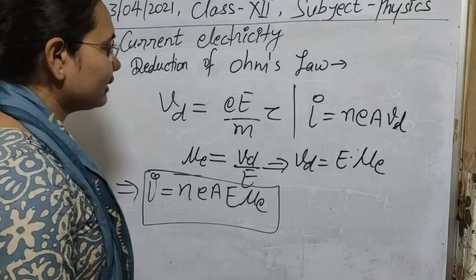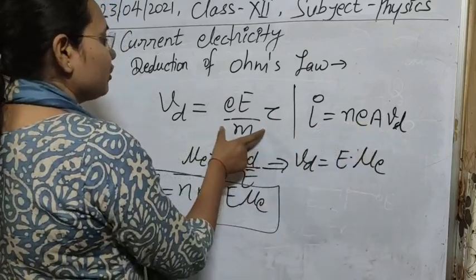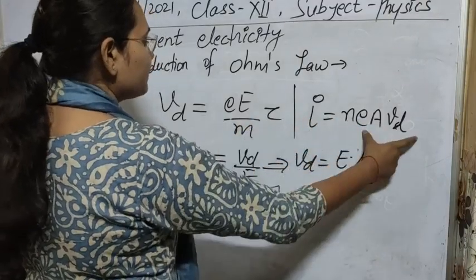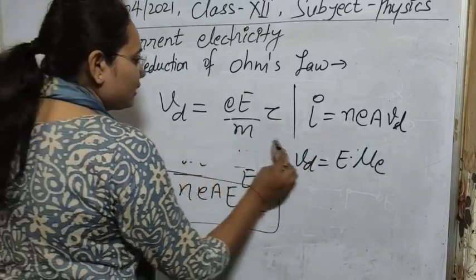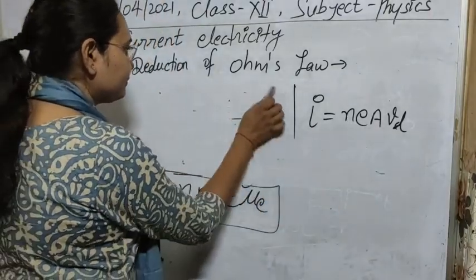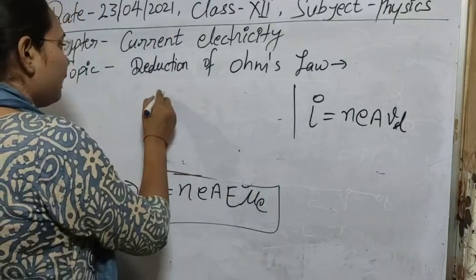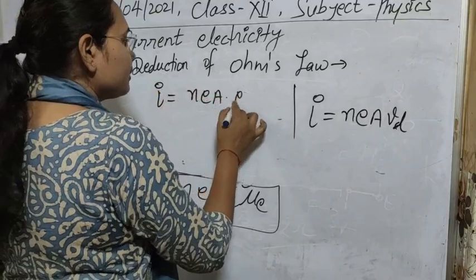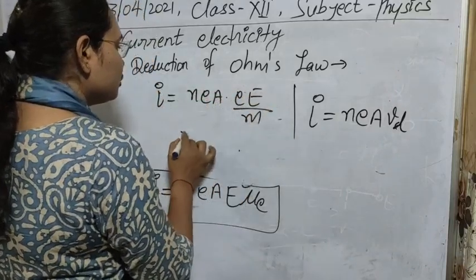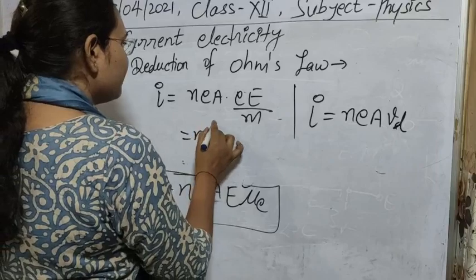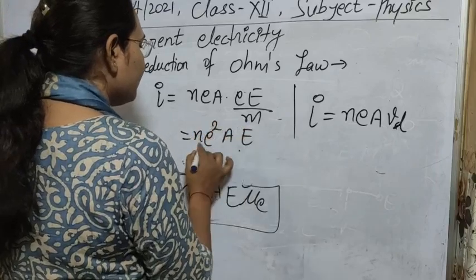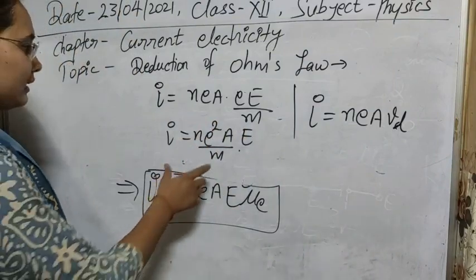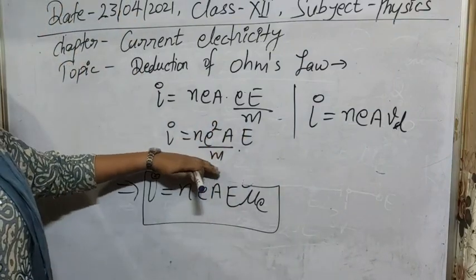Also in the case of Vd, we can write it in this term, and use it in this equation. If we use that term, we obtain I equal to n e A Vd, where Vd is equal to eE upon m. From here we can write this as n e square A into E upon m. So we get this term also. I think that is now clear. We can obtain these terms from here also.